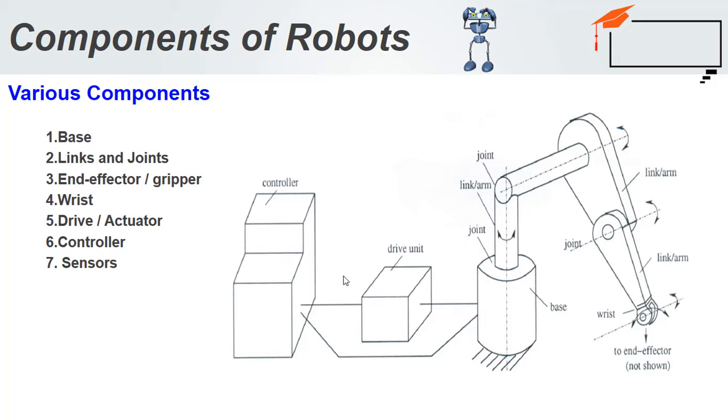So what are the components you see in the picture? I see the controller, a drive unit, and the base platform which supports the body of the robotic arm, which is made up of links. This is called a link or arm, and this is called a joint. Okay, the joint.